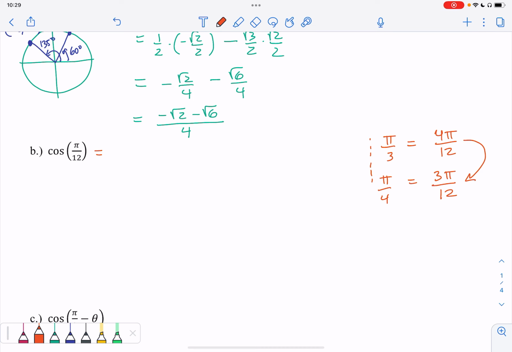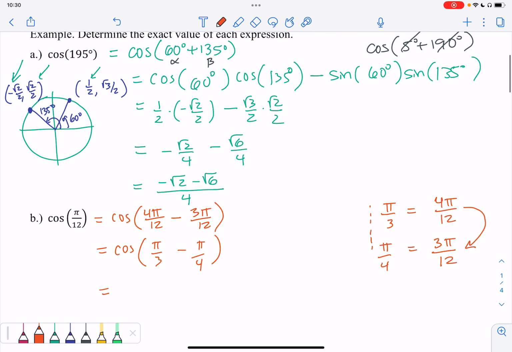So I start by writing cosine of pi over 12 as the cosine of 4 pi over 12 minus 3 pi over 12. This is a clear step, right? I'm just rewriting pi over 12 as this difference. But before I do anything else, I'm going to rewrite each of these angles as what I would normally see them as. So in this case, pi over 3 minus pi over 4. And now I'm going to apply them into my formula.